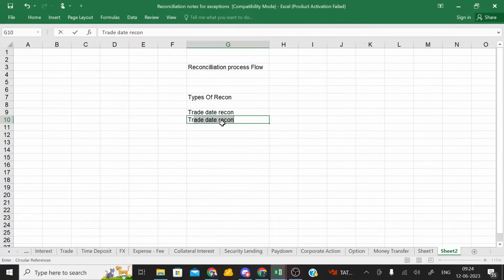Then the other would be trade date plus one. It means if, let's say, a trade is executed on Friday, then it should be reconciled on Monday or today. That particular transaction would be in our queue for a recon today. That recon we call trade date plus one recon. Now the same in India, trade date plus one means it's the settlement date.